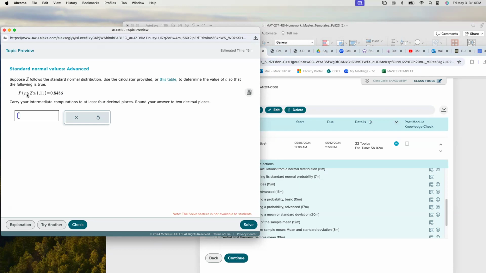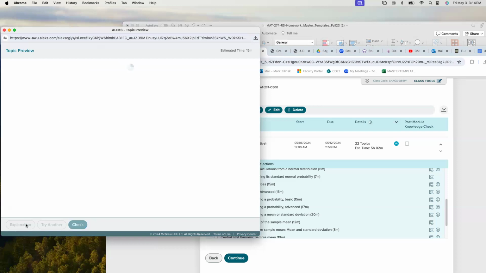Where does that number come from? In other words, we need to know where we want to start shading on the left and stop at 1.11 in order to get a specified area of 0.8486. This one is not very practical in the sense of having many real life applications, but you're going to have to do these types of problems. So we'll go ahead and get into this.